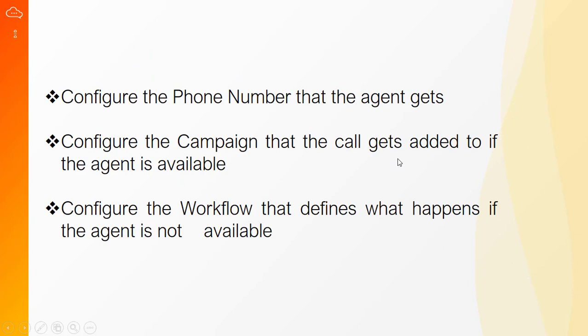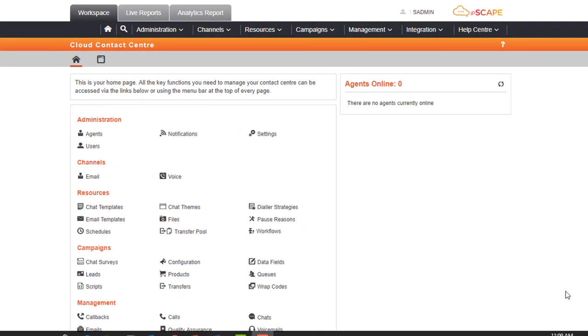We need to configure a phone number that the agent gets. We need to configure the campaign that the call gets added to if the agent is available. And we need to configure a workflow that defines what happens if the agent is not available. First, we need to check if we have a phone number available to be assigned as a DID.